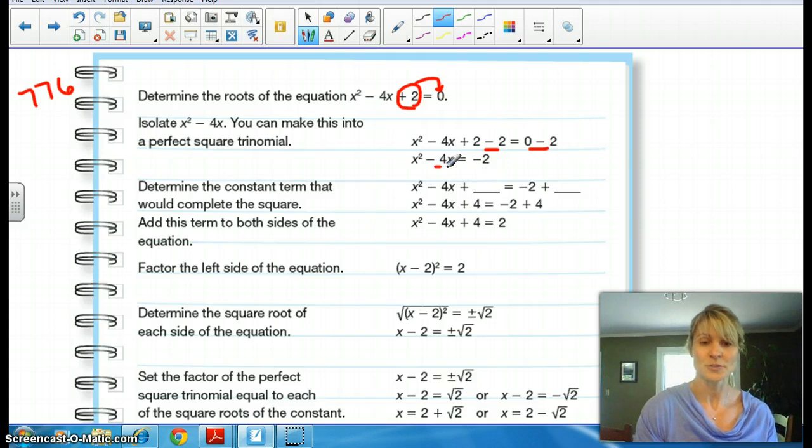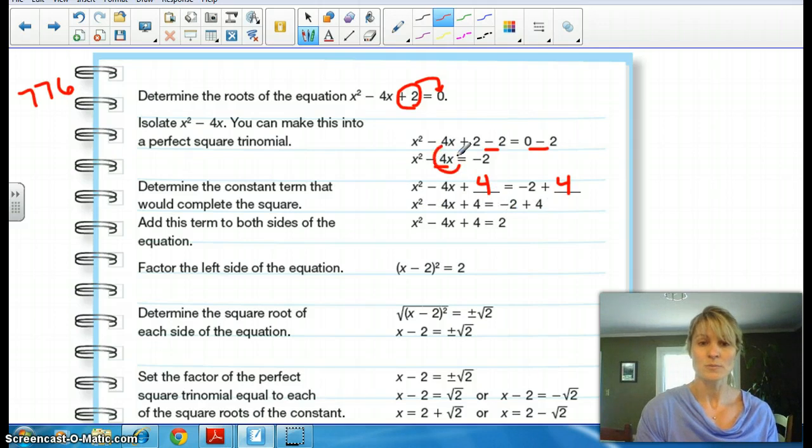We look at this middle term, we take half and square it. So half of 4 is 2, and 2 squared is 4. So we're going to add 4 here, and what you do to one side of the equals, you have to do to the other. So we put 4 there. So now we have x squared minus 4x plus 4 equals -2x plus 4.